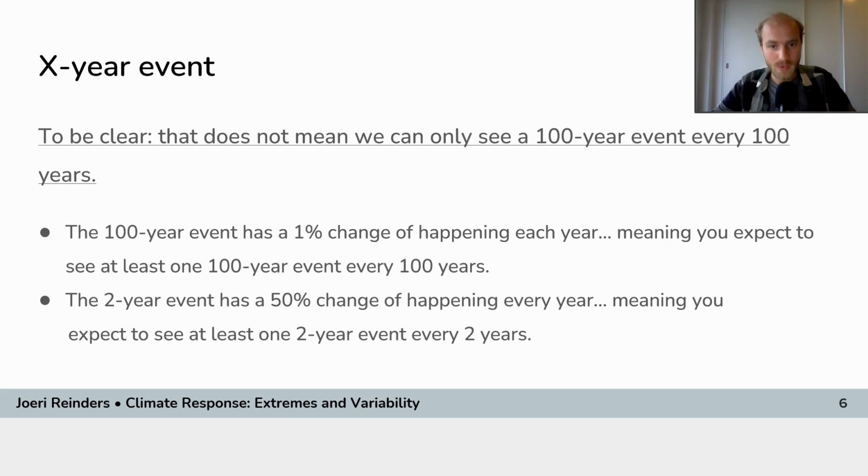Now, this is something statistical. It's a statistical concept. So when I say we expect to see it every 100 years, I don't mean to say we will only see one. It's a probability. There's a chance that you see more than one, but of course, a 100-year storm has a 1% chance each year, whereas a 2-year storm has a 50% chance of happening. We at least expect to see it every two years.